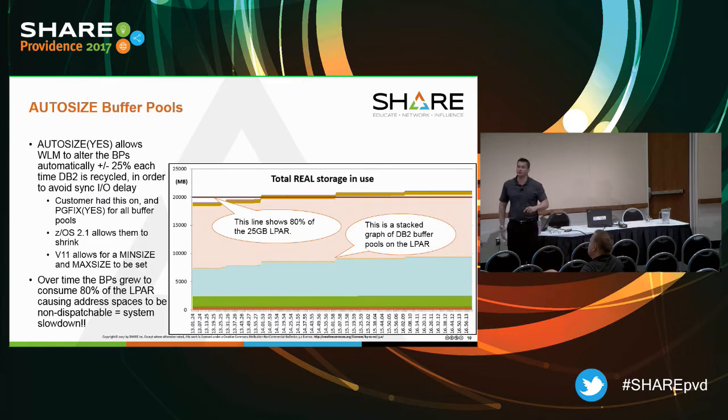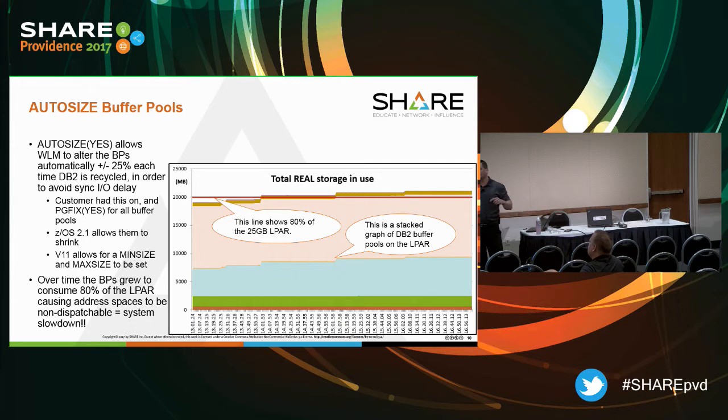Why do I put this in? Because, of course, I've seen it happen at a customer. This customer deals in healthcare, and I was actually on site when this happened. They page fixed their buffer pools, and they used a super cool new feature in version 10 called auto size, right? So auto size is WLM telling us, hey, your buffer pool is kind of small.